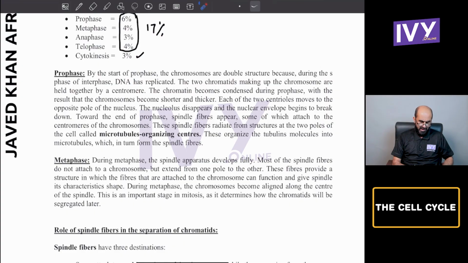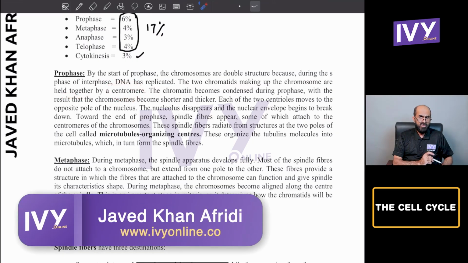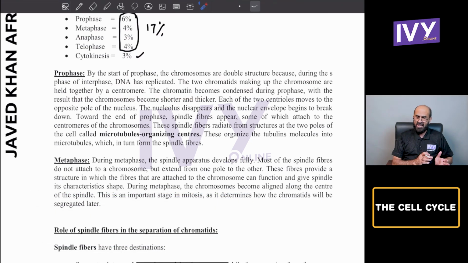It is only the centromere. The two chromatids making up the chromosome, the two sister chromatids joined together to make one chromosome, are held together by the centromere. It's a big identification of prophase. The chromatin becomes condensed. Chromatin means the DNA and histone in the uncondensed form, because we always use the word chromatin for uncondensed DNA. The chromatin becomes condensed during prophase. Here the condensation takes place, but keep in mind condensation is never complete here, because in metaphase the chromosome becomes further more condensed. Still it is the process of condensation, with the result that the chromosome becomes shorter and thicker.